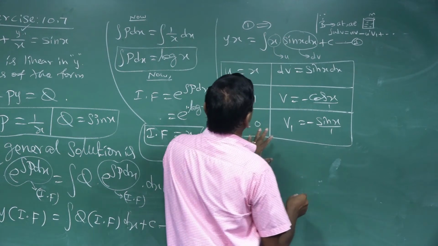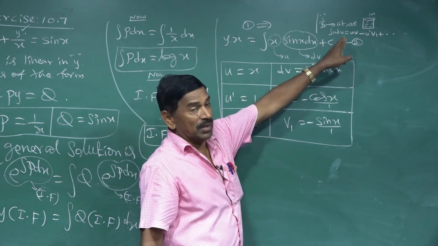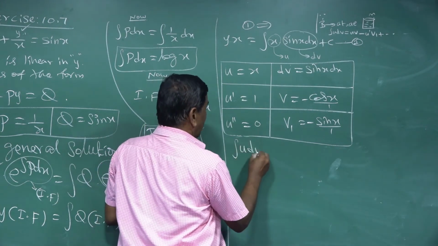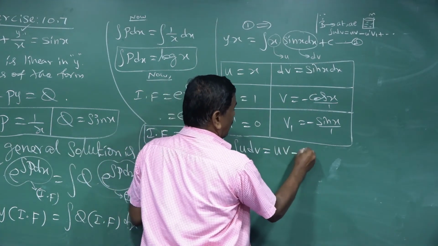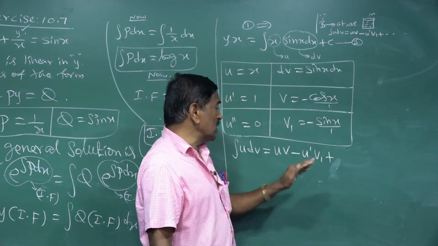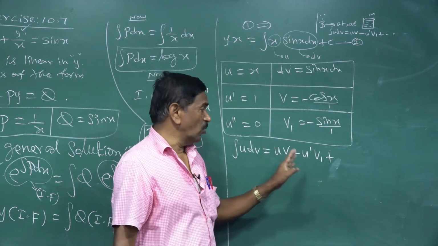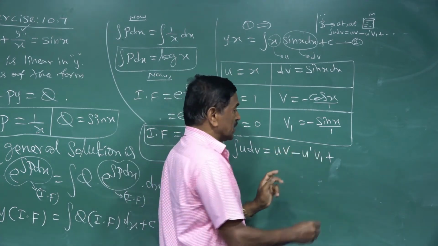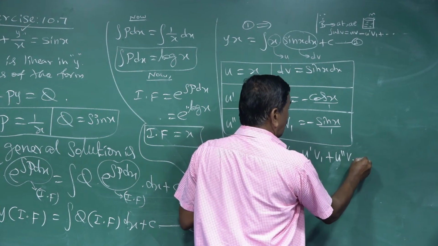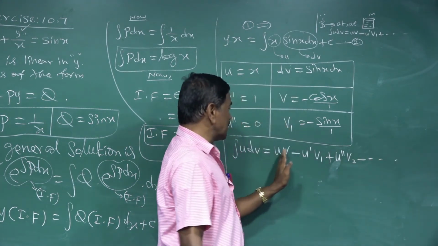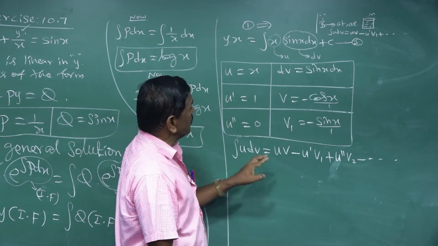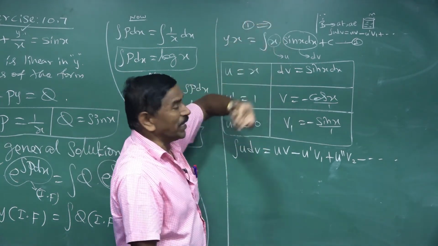Now I want to write Bernoulli's formula. Therefore the Bernoulli's formula is given by the formula integral u dv is equal to uv minus u dash v1 plus, yes, Bernoulli's formula alternatively plus and minus. Plus, next step is u double dash v2 minus etc., because plus minus etc. Okay, now that's all.